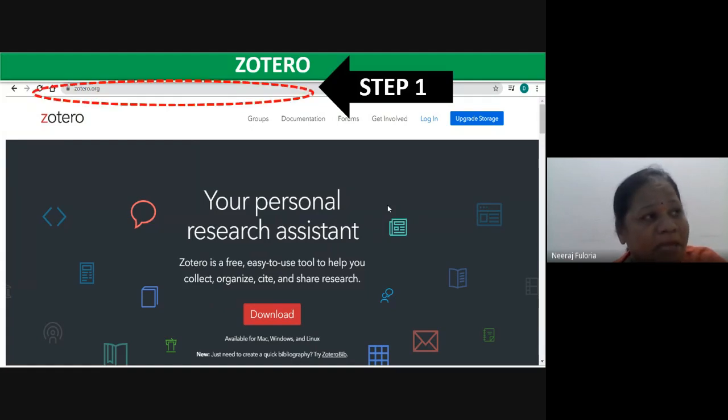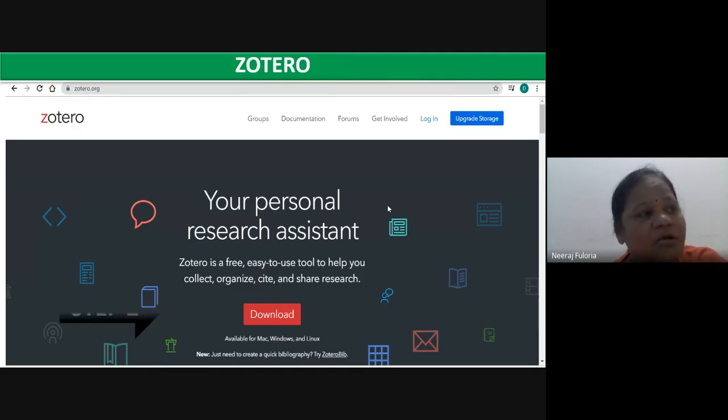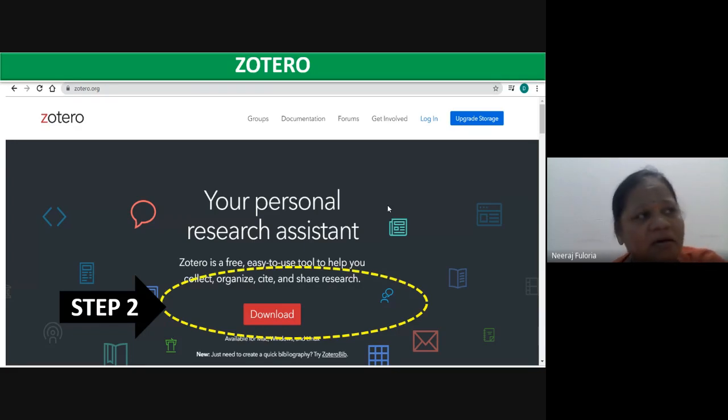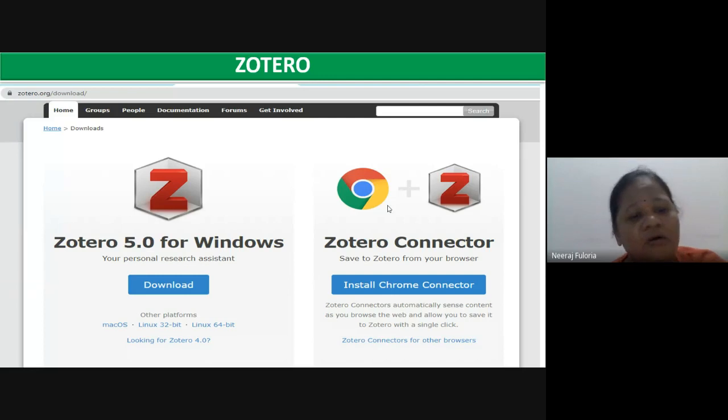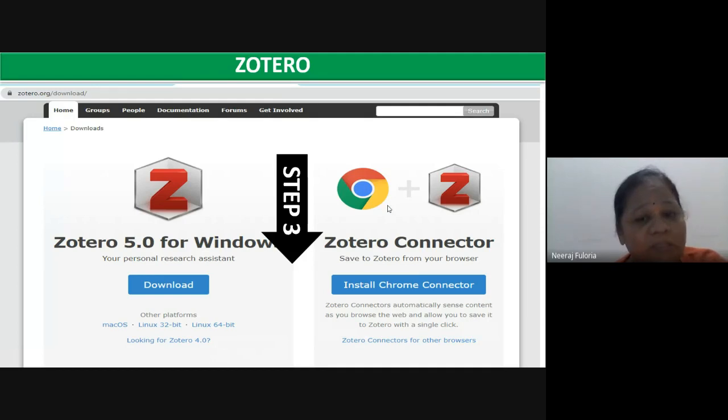So you can see, you just type in Google zotero.org. The web page will open, and it is a personal research assistant for us. Once you Google zotero.org, you will get the website, the web page will appear, that is Zotero, and you can download Zotero. There are 2 options. You may get Zotero 5, maybe an updated version, and you have to download both. In step 3, you have to download Zotero as well as the Zotero connector.